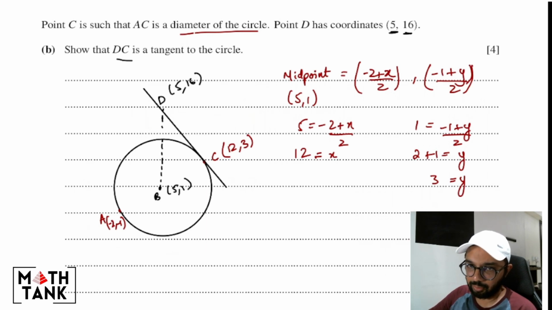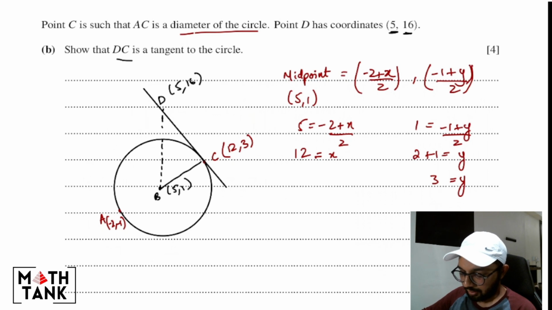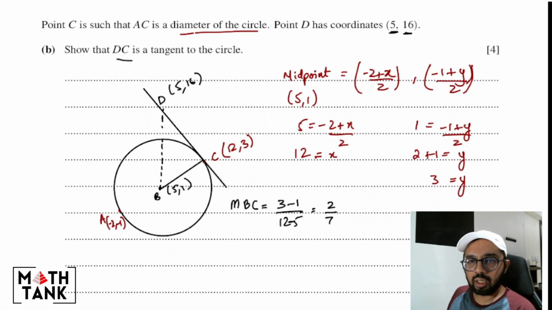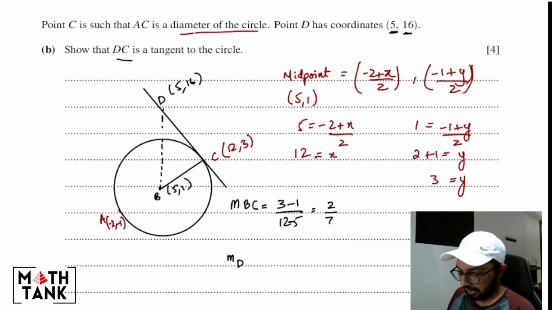I could create the equation of DC, solve it simultaneously with the circle, and show that there is only one point of intersection. I could also do a tangent and radius sort of situation. I could say that the gradient of BC is 3 minus 1 over 12 minus 5. That gives me 2 over 7. If the gradient of DC is the negative reciprocal of this, let's find out. 16 minus 3 over 5 minus 12.